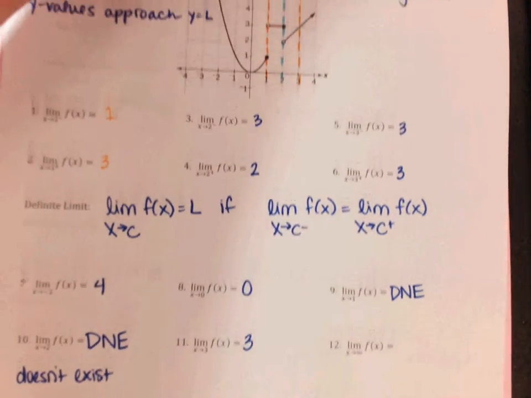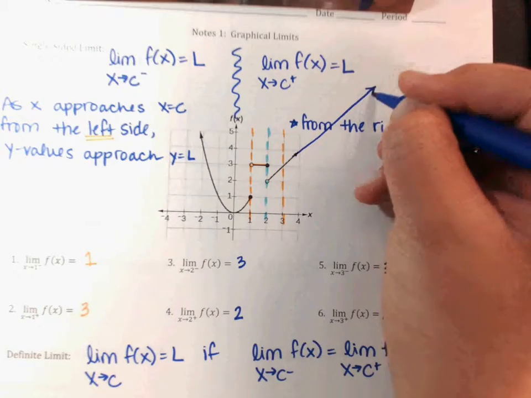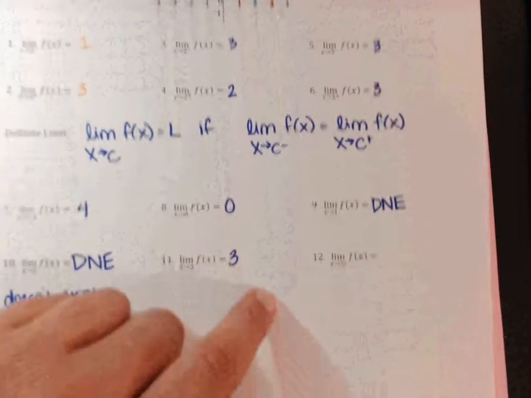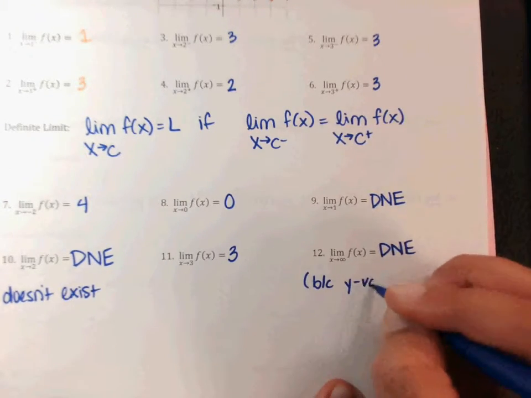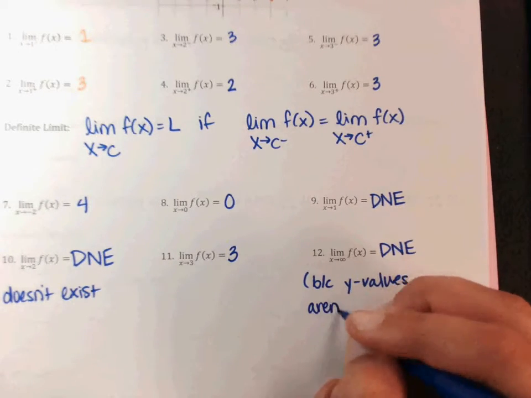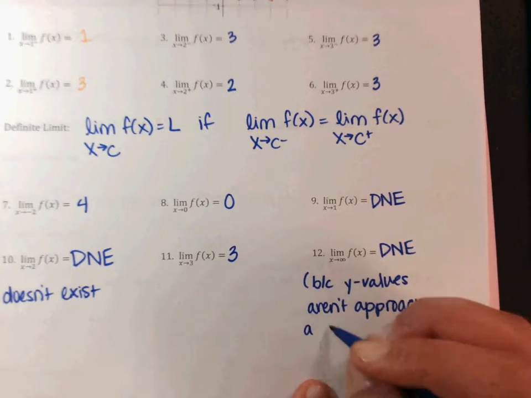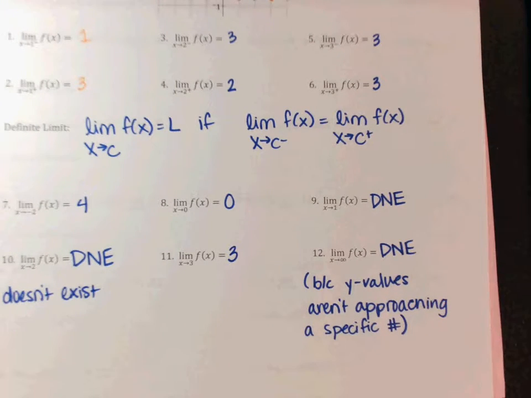So look at your graph. As my x's continue to get bigger and bigger and bigger, and I follow this line, are my y values approaching a specific number? No. So then what would you say about the limit? Does not exist. And I'm going to put because y values aren't approaching a specific number. Okay? What is that called at the end of the graph if the y value is going towards a certain number?